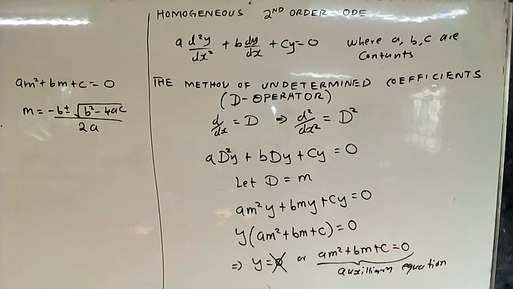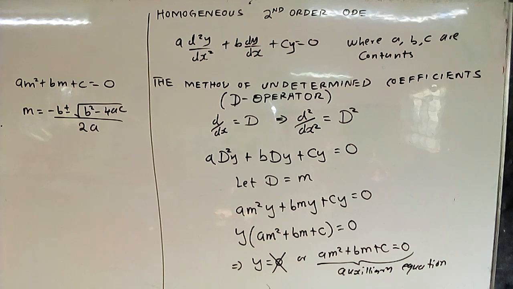Now you can see in our second order ODE we were differentiating y with respect to x, meaning x is the independent variable and y is the dependent variable. So y is a function of x. If y is a function of x, it means the final solution is going to be y equal to some function of x.